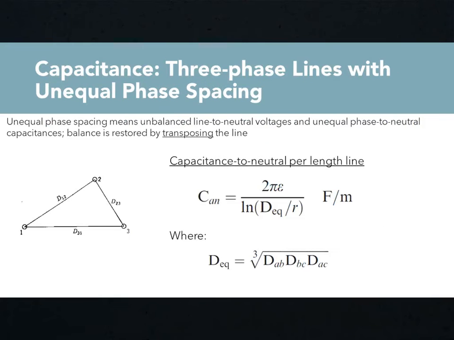Now, moving forward to unequal phase spacing naman. Since this is three-phase ulit, only one phase will need to be considered. It's the same thing as with the inductance: we transpose in order to make the system balanced because of this unequal phase spacing.